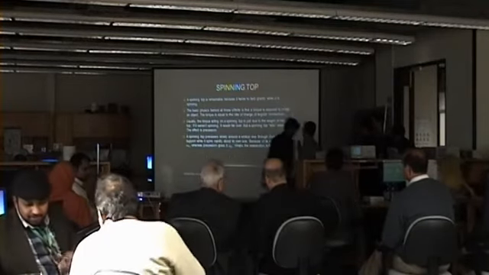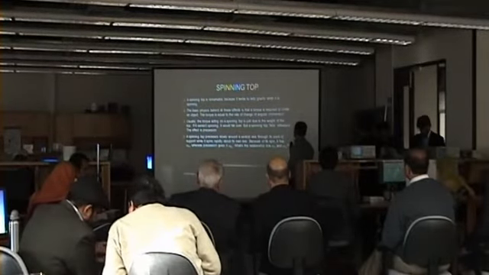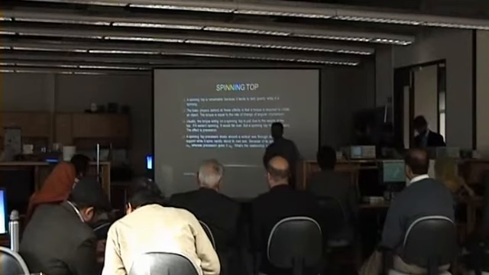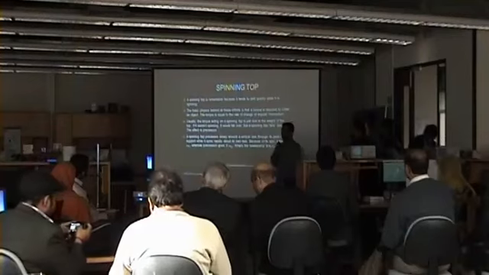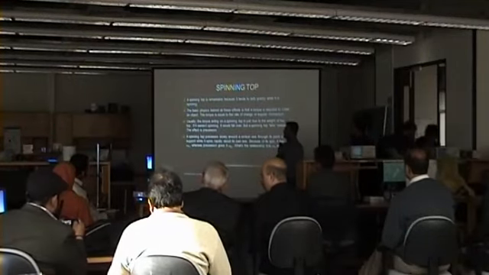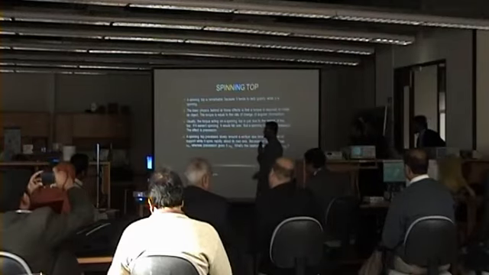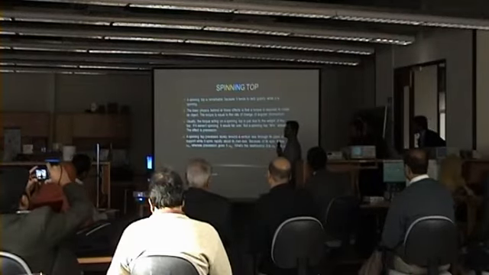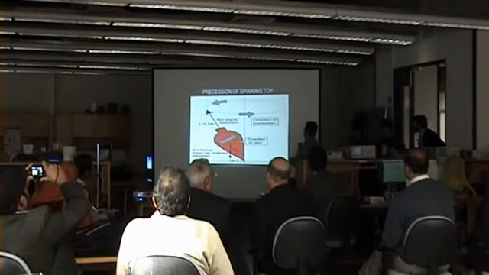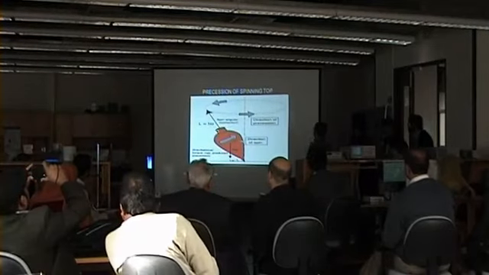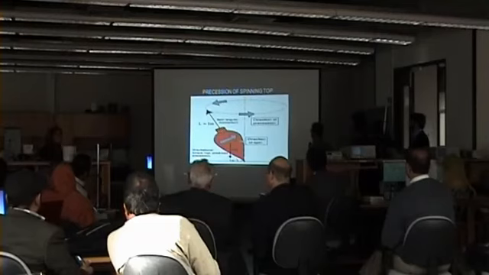Here is the precessional angular velocity, and here is the spin angular velocity. What's the relationship between these two angular velocities? Are they directly related to each other, or are they inversely related to each other? Anyone? Okay. This is the spinning axis of the top.